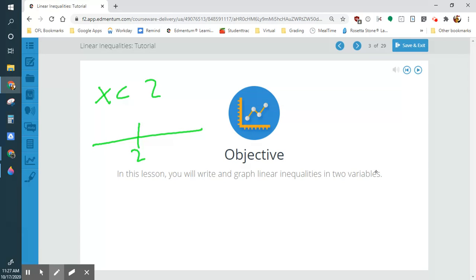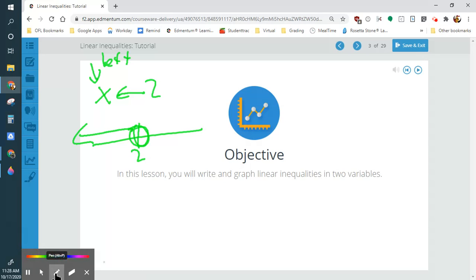We would have a circle at 2, and we're doing less than, so all the numbers less than would go that way. Little trick here: think about the less than sign as being an arrow, as long as your variable is on the left. Whatever letter you're talking about should be on the left, like an arrow pointing to wherever we're talking about.